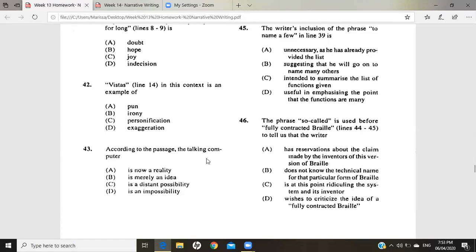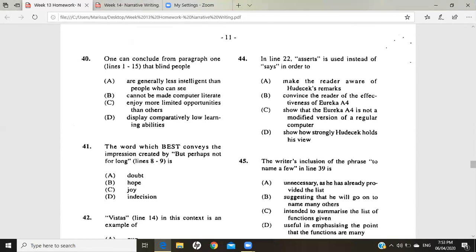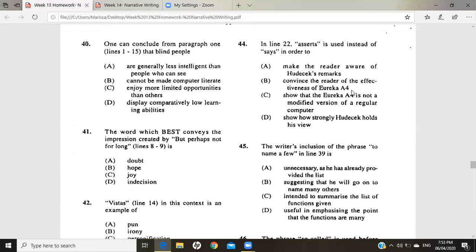43, according to the passage, the talking computer is what? It's actually A, it's now a reality, because remember they said that someone invented the computer, so it is now a reality. 44, in line 22, asserts is used instead of says in order to do what? If someone is assertive, then you're being how? I would use the word asserts. To convince the readers. B.